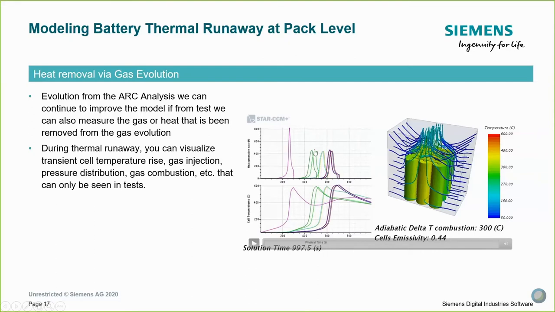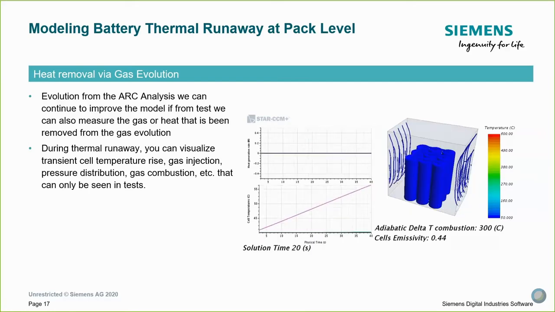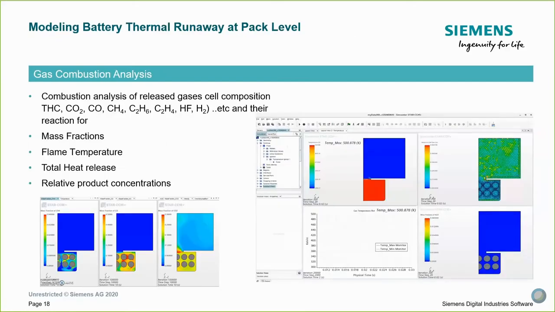Here is an example of heat removal with the gas evolution, where we show, through natural convection, how the first cell in thermal runaway can trigger other cells into thermal runaway. But we assumed the gas oxygen would remove 20% of heat, which would be more realistic in comparison with the previous slide, where the cell would not consider that. The cell emissivity and the delta temperature were also important in terms of concentration, which we'll see in a case study. So what we can account for is the pressure distribution and gas combustion, which would be a representation of the test that I do.